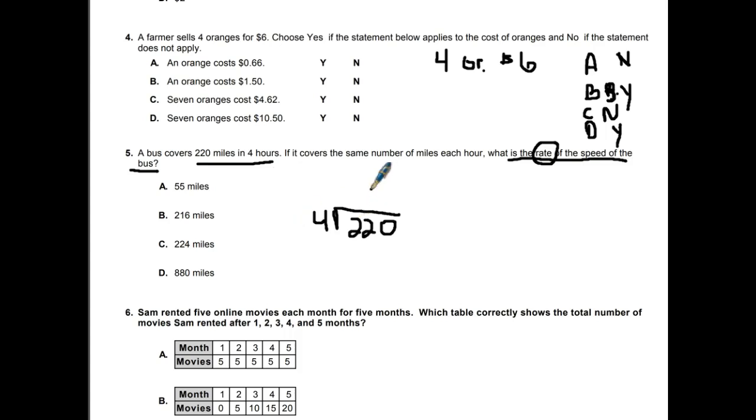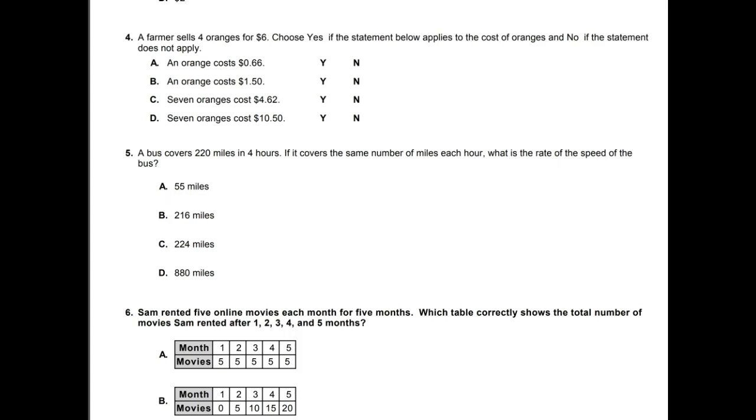4 into 22, that's going to go 5 times. Subtract. 4 goes into 20, 5 times. And this is 55 miles per hour. Okay, so make sure you have all of that recorded. And we'll get ready for 6.